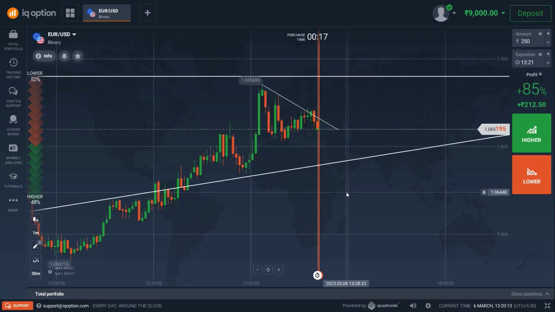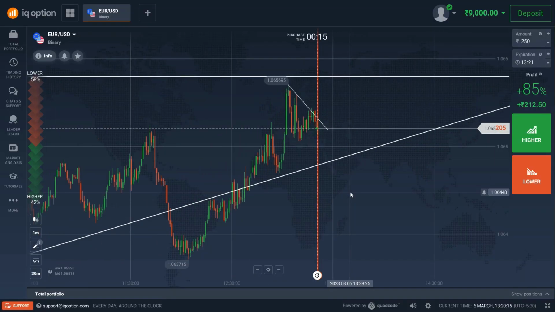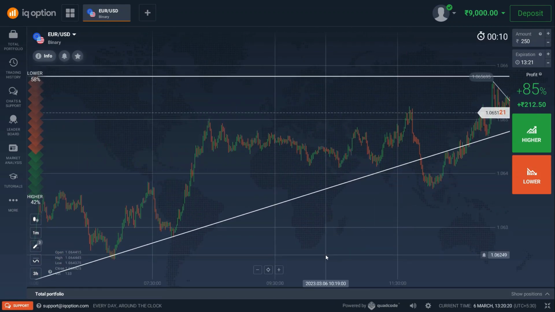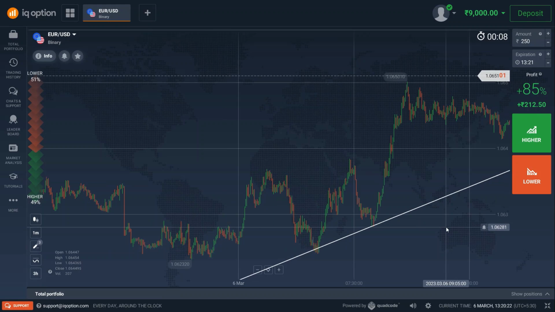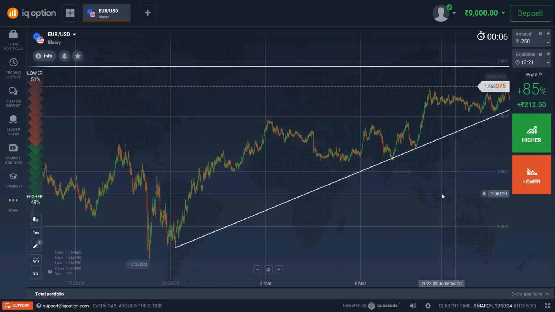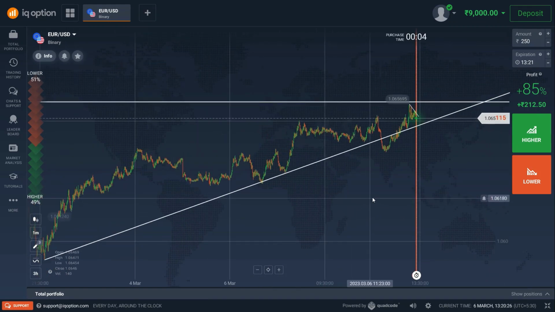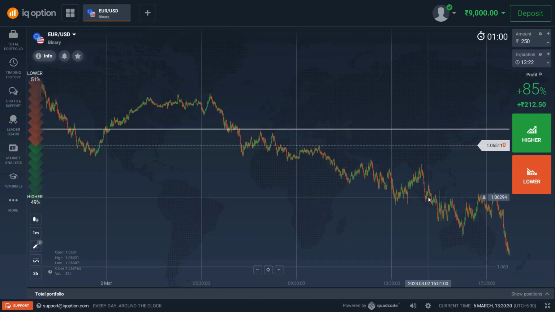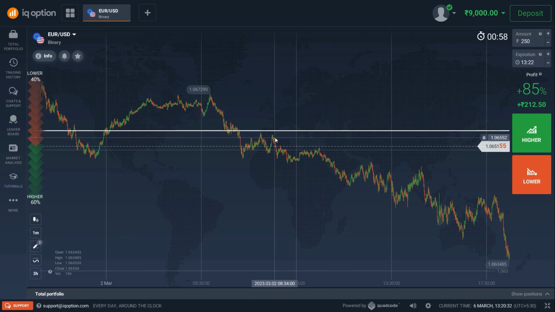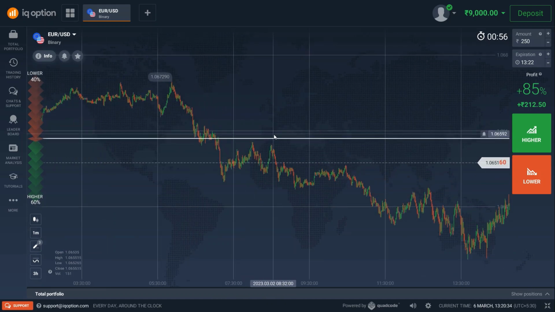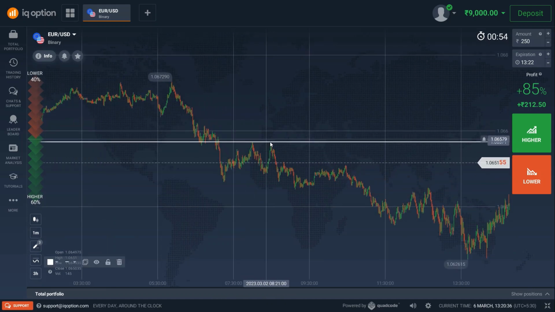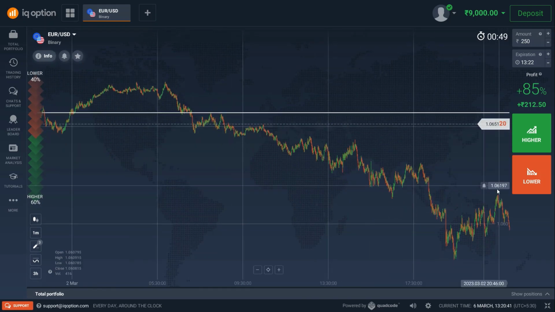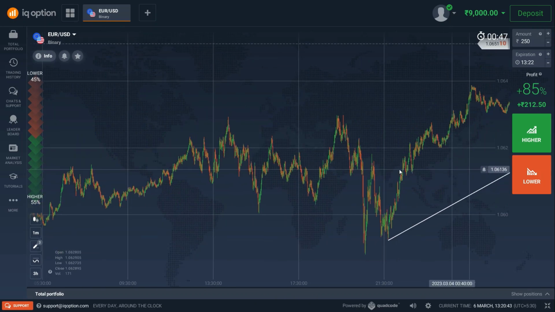Hey guys, we are now live on Euro USD. As you can see, I've already drawn some resistance and support trend lines. So the trend is an uptrend. This is where I feel there should be a good support from the market. So that's the reason I marked this as the resistance level. So let's just wait.